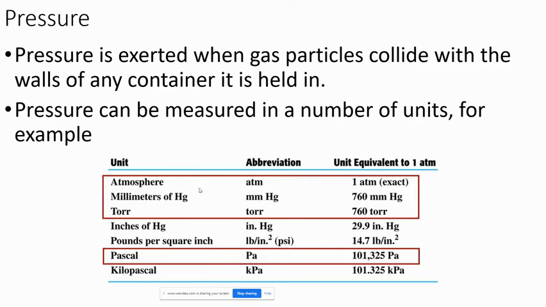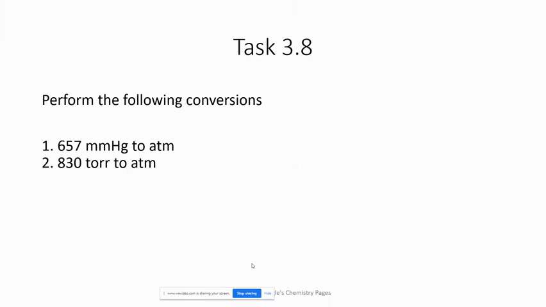We can measure that pressure typically in atmospheres, millimeters of mercury, or torr. There are other units out there, but they're not typically used on the AP exam. Kilopascal and Pascal are also used sometimes, so keep your eye out for that. You do have some conversions of these on your formula sheet, and you should become familiar with them so that you know where to grab them and be able to use them in your test.